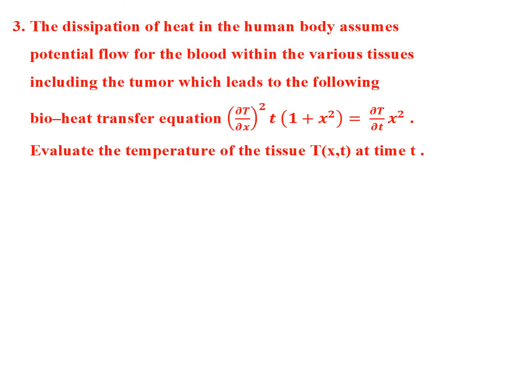Now let us see an example of a partial differential equation applied in the medical field. Consider this problem. The dissipation of heat in the human body assumes a potential flow for the blood within the various tissues, including the tumor cell, that leads to a bioheat transfer equation. When you look at this equation, it is a partial differential equation, and the question is to evaluate the temperature of the tissue, capital T, which is a function of x and t.